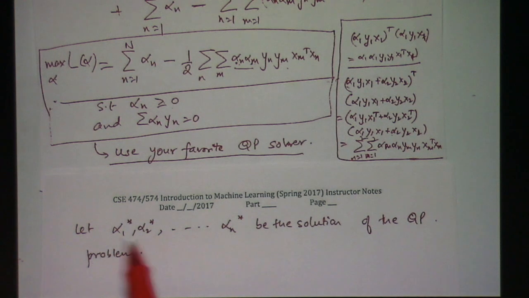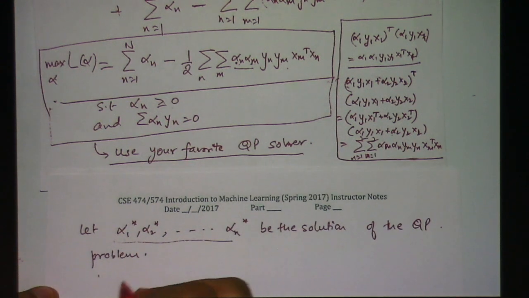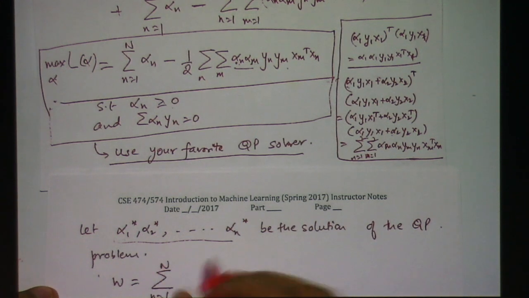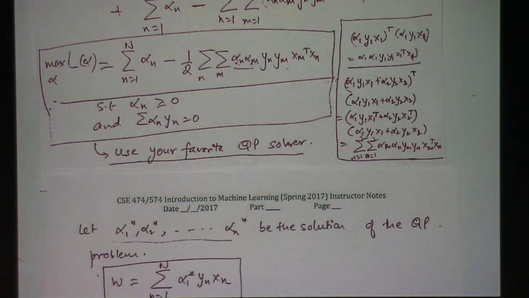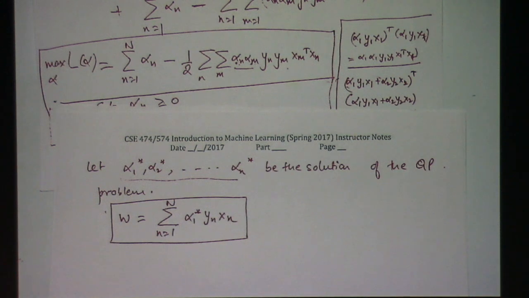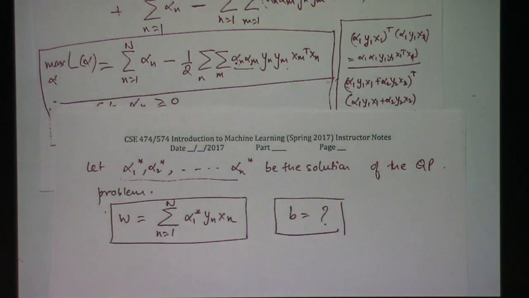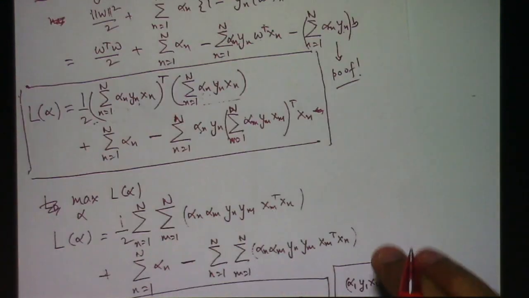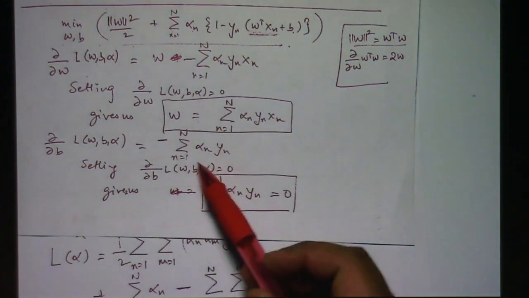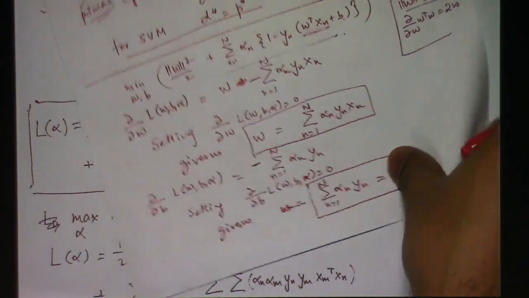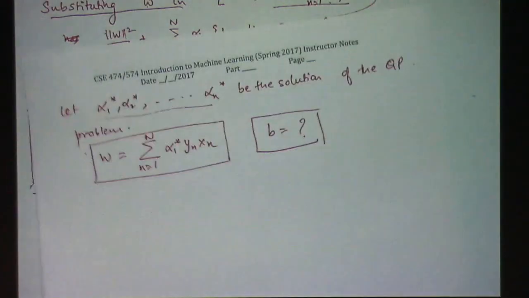Which means that once we have these, we can now compute our W. W will just be the summation over n equal to 1 through N of alpha n star yn xn. All right, so we can get our W, which we wanted. That's our SVM training. B is a little tricky. We still don't know it, because somehow when we did our minimization of the original problem, B disappeared, right? Because B was only getting multiplied. But there is a way to get B. Any questions so far?